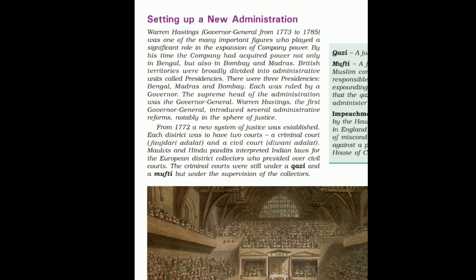District collectors were appointed, and their role was to collect the revenue and maintain law and order, and his office was called the Collectorate.